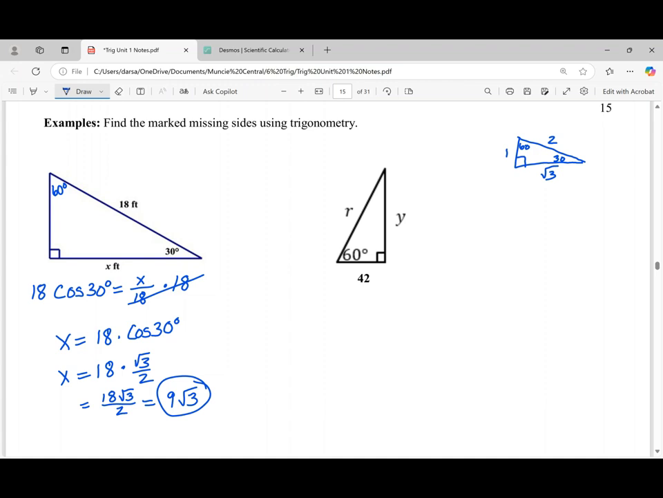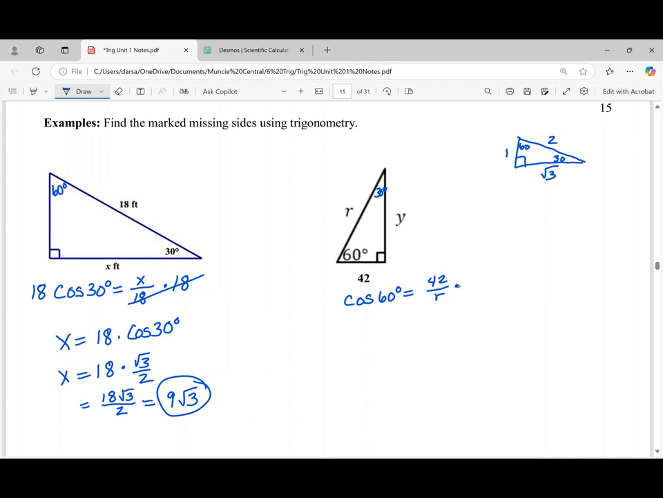Let's come over here and see if we can solve this one for the variable r. Notice this is a 60-degree angle on the bottom, so that automatically tells me this is a 30, 60, 90 triangle. From the 60, the adjacent is 42 and the hypotenuse is r. What puts together adjacent and hypotenuse? SOHCAHTOA. So this is another cosine problem. In this case, the cosine of 60 degrees is 42 over r.